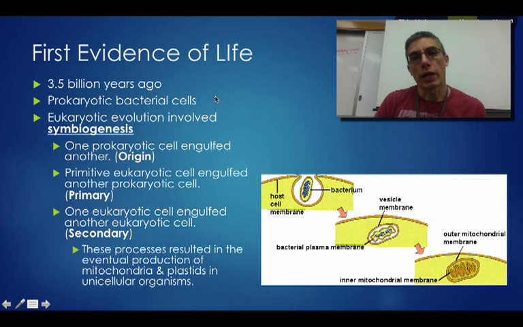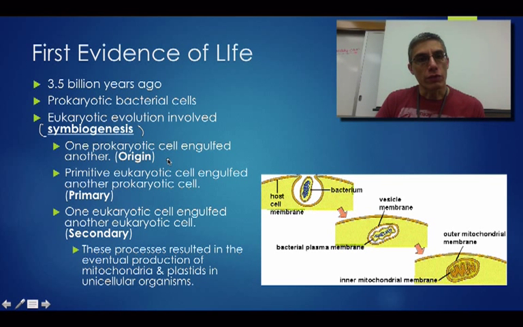Now, if you remember back in biology, we had talked about two different groups of cells. We had talked about prokaryotic cells, which would be cells like bacteria, and eukaryotic cells, which would be the cells that make up our body. The way that these eukaryotic cells evolved was through a process called symbiogenesis.